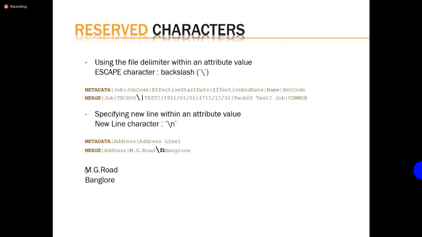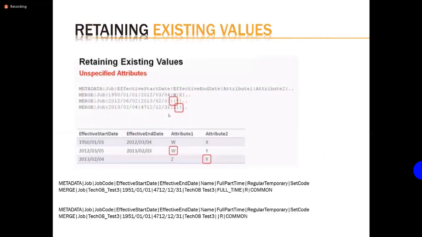Okay, then it will come like this. MG Road, and at the bottom, Bangalore will come. Okay, so we'll identify. These are some reserved characters. And there is something else called retaining existing values. What do you mean by existing values? Let us see that, and then we will execute it and see that.